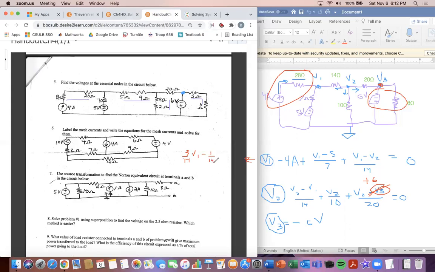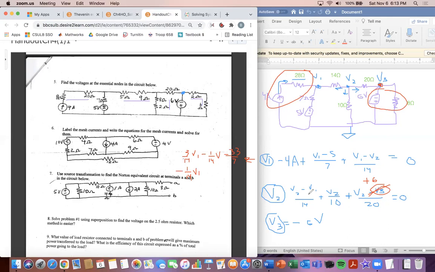And then for our constant value, I'm going to move that over to the right side. So we have -4 minus 5/7, so -4 minus 5 divided by 7, and then move that over to the other side. And you will get -33/7, positive 33/7. So not a super nice number. And then down here for the second one, you're going to get -1 divided by 14, and that will just stay the way it is. So -1 divided by 14 V1.